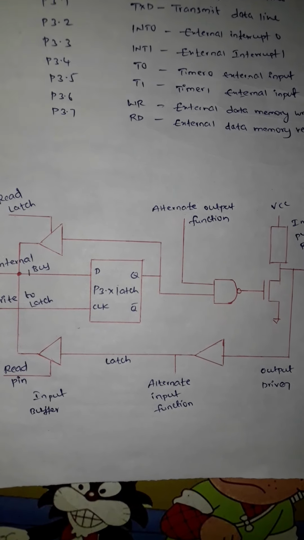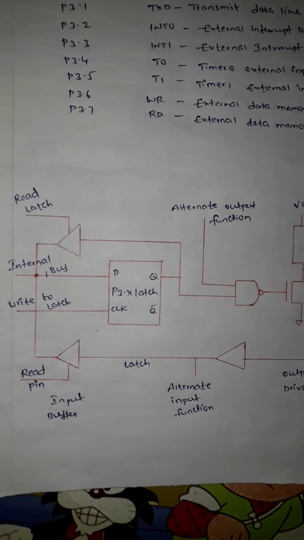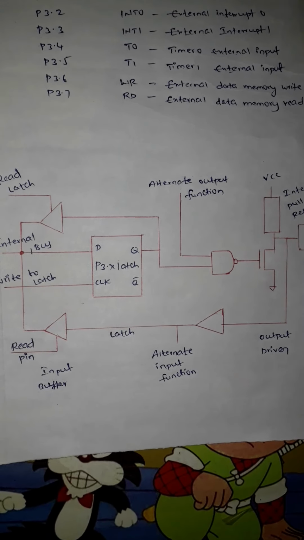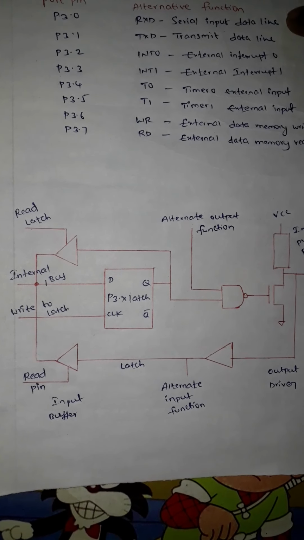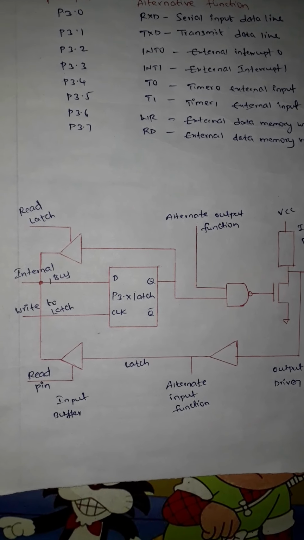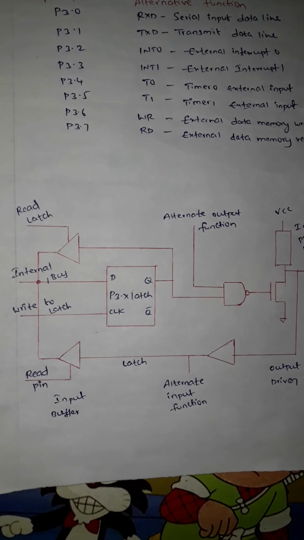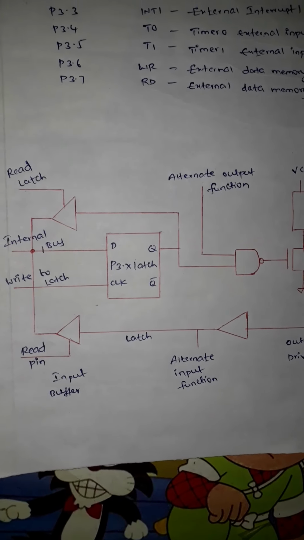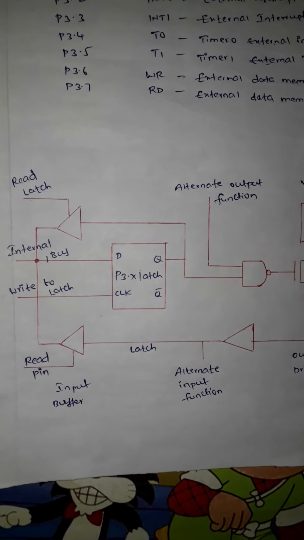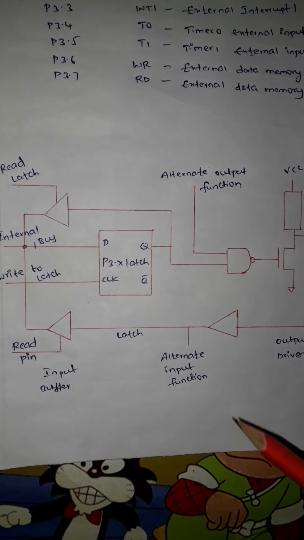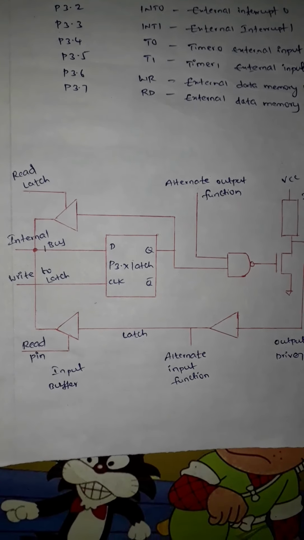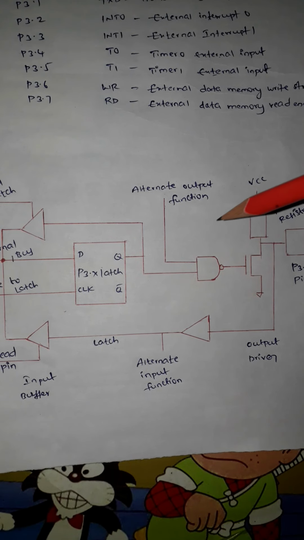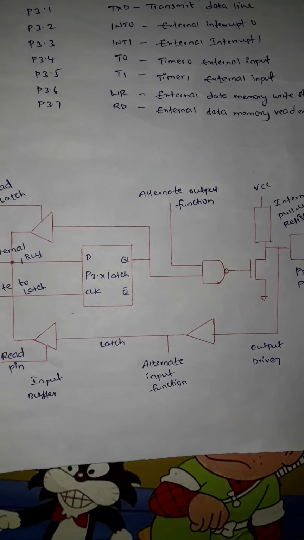So in addition to the IO port operation, port 3 also has alternate output and input functions. That is, some of the pins act as output pins, and some of the pins act as input pins. So port 3 has some alternate output functions and alternate input functions, and also acts as an IO port. The remaining operation is very similar to the other ports.